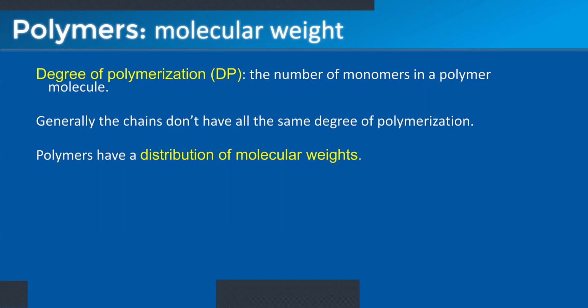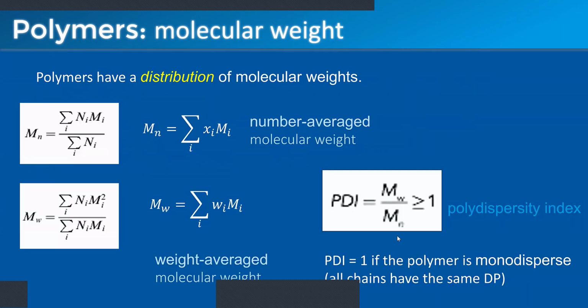It means the number of monomers that have been put together in the polymer. If you put together 1,000 monomers in a polymer chain, the dP of that chain is 1,000. And so polymers have a distribution of molecular weights rather than just one. And we can classify this distribution two different ways. We have what's called a number averaged molecular weight, this first equation up here, or a weight averaged molecular weight.